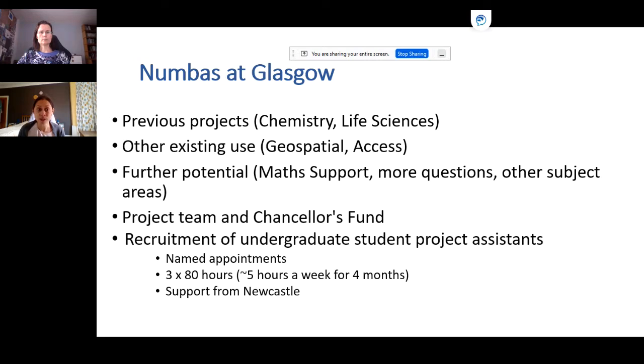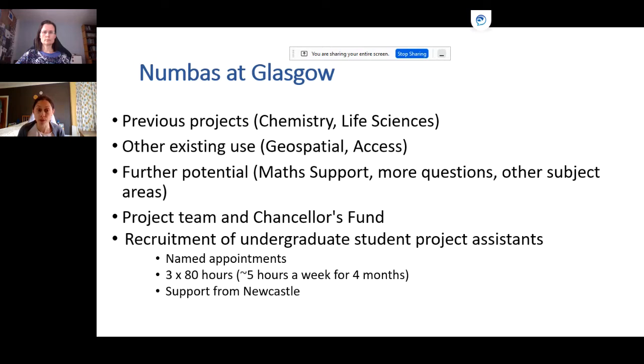There have been some previous projects here at Glasgow University using Numbas, including in chemistry, a final year chemistry project, creating some resources there. There was an LTDF project in life sciences in the vet school, creating diagnostic tests. And there was also a workshop at a previous learning and teaching conference, introducing people to the platform. There are some other existing uses of Numbas at the university at the moment, including on a geospatial PGT program that Elizabeth runs and we'll tell you a bit more about later. Also an Access Maths course that I teach.